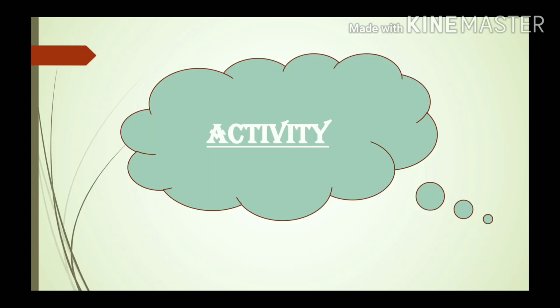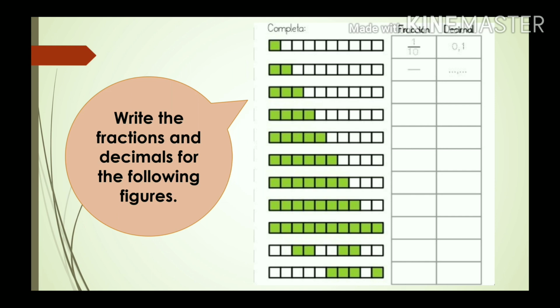Now I am giving you one activity. Students, here you have to write the fraction and decimal for the following figures. The first one is done for you. Here 10 blocks are given, and out of them you have to see how many parts are colored and then write their fraction and their decimals in your rough copy, and thank you.